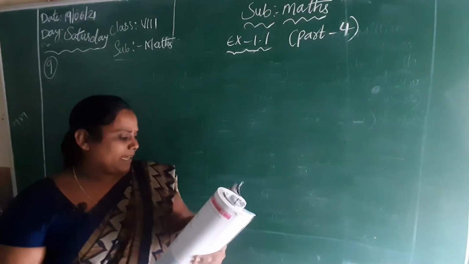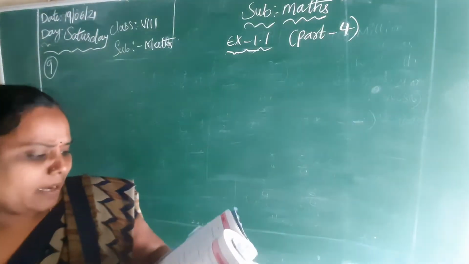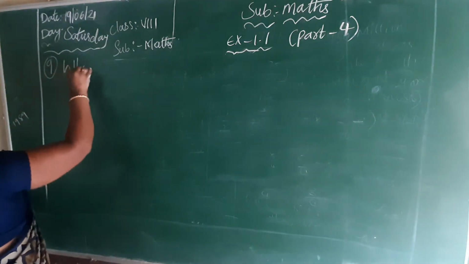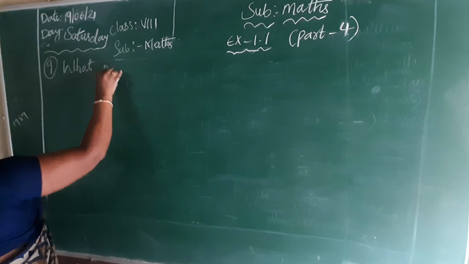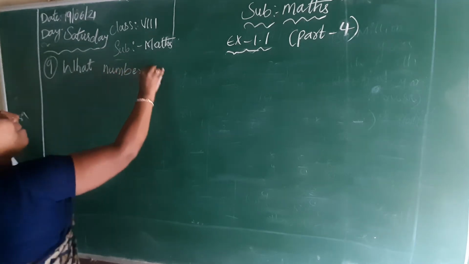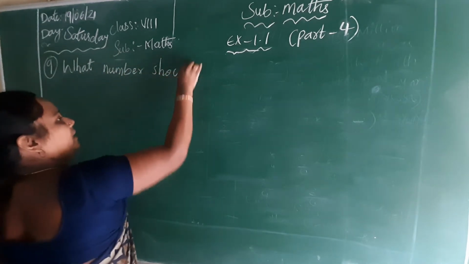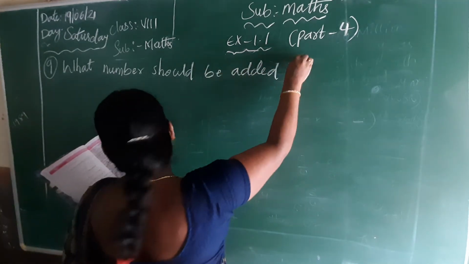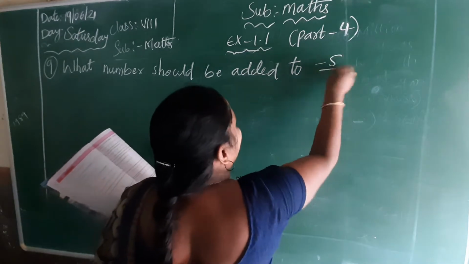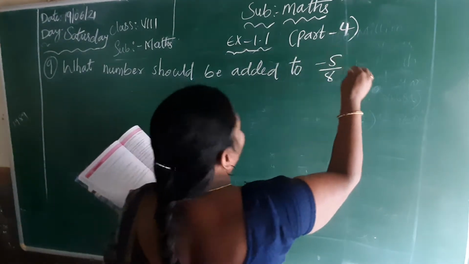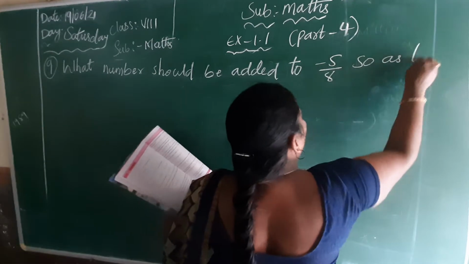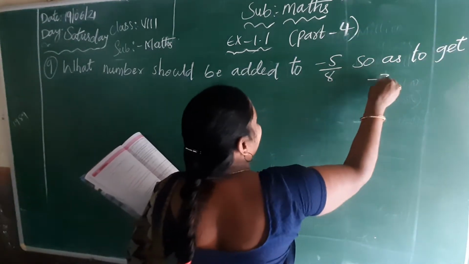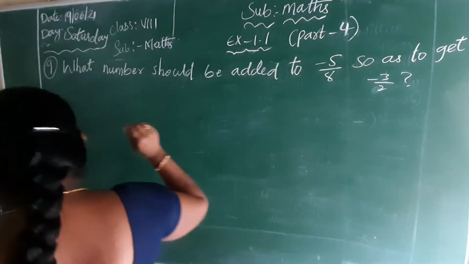So what is the 9th problem given? What number should be added to minus 5 by 8 so as to get minus 3 by 2? This is the question. We have to solve it.